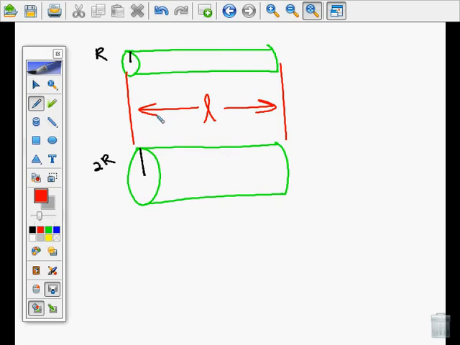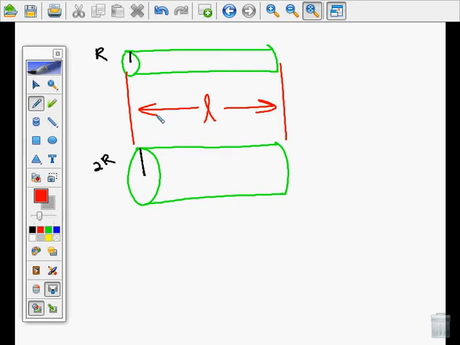Is it going to be more or less? Let's start there. What do you think, David? Is the lower one going to be more or less resistance? Less resistance. It would have less resistance because it's fatter, yes? The question is, how much fatter?